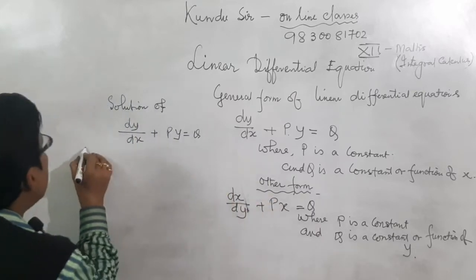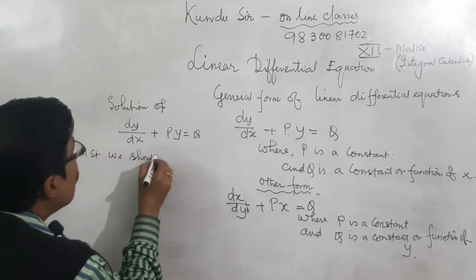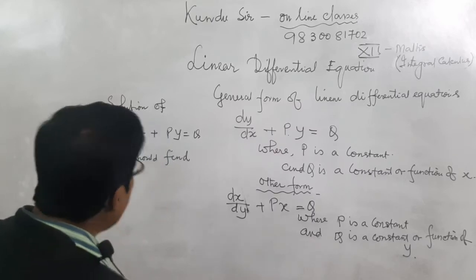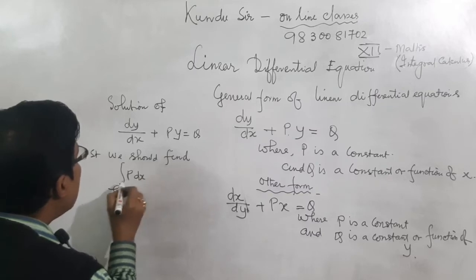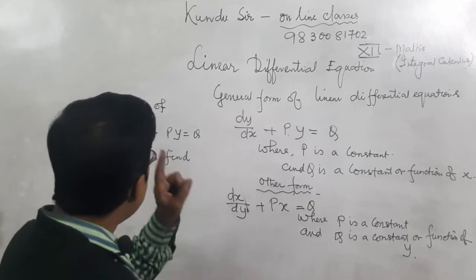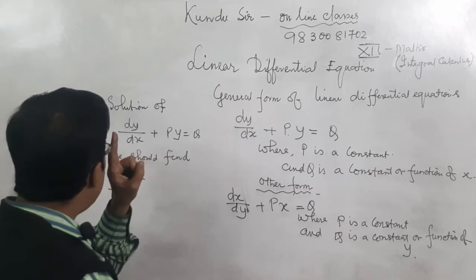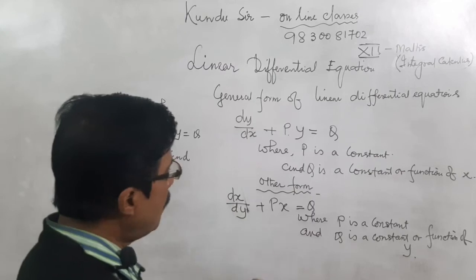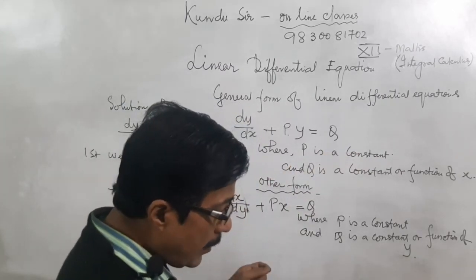First we should find e to the power integration of P dx. First we should find out e to the power of the exponent, integration P dx. What is P? P is a constant here.